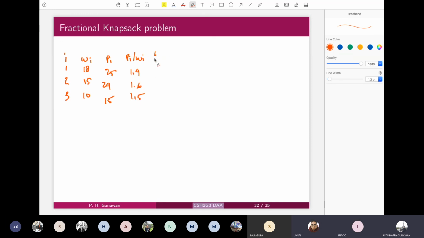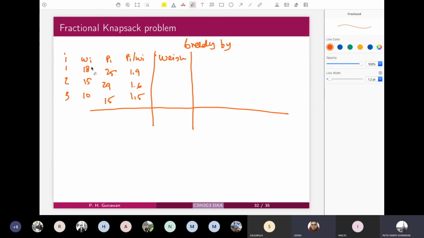Now is greedy by weight. How to do greedy by weight? I choose the smallest weight, so I should pick this one. K is 20. If I pick this one, that means I have 10, and the remaining capacity is 10.